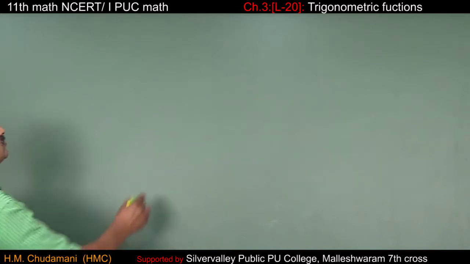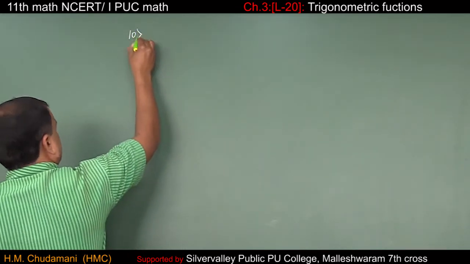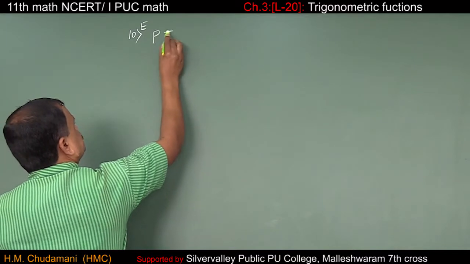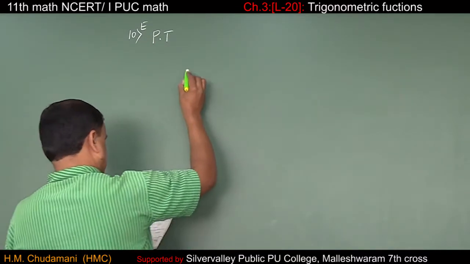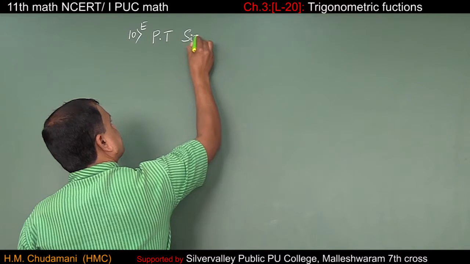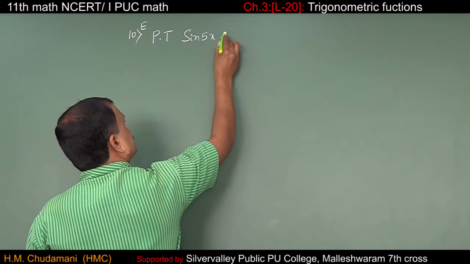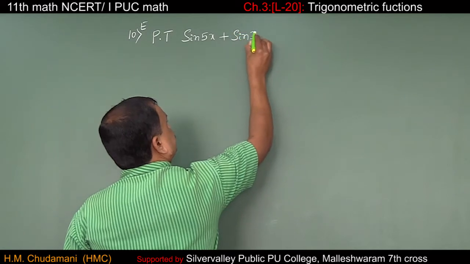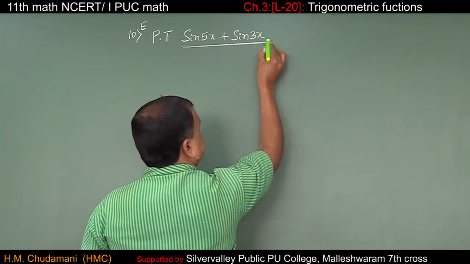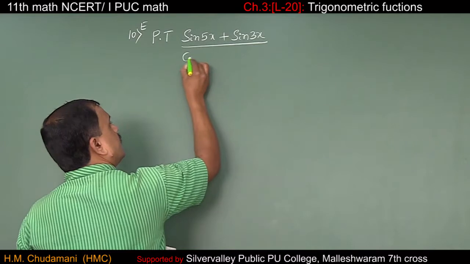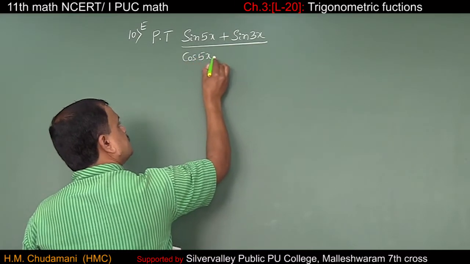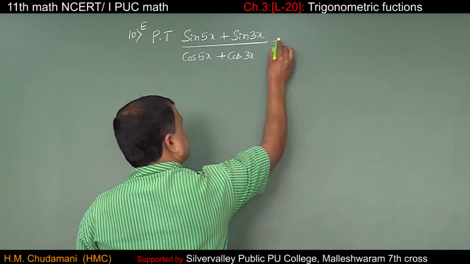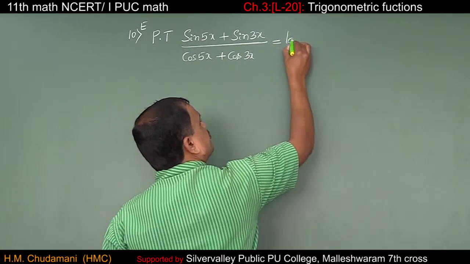Next, question number 10, an exercise problem again. Prove that sin 5x plus sin 3x divided by cos 5x plus cos 3x is equal to tan 4x.